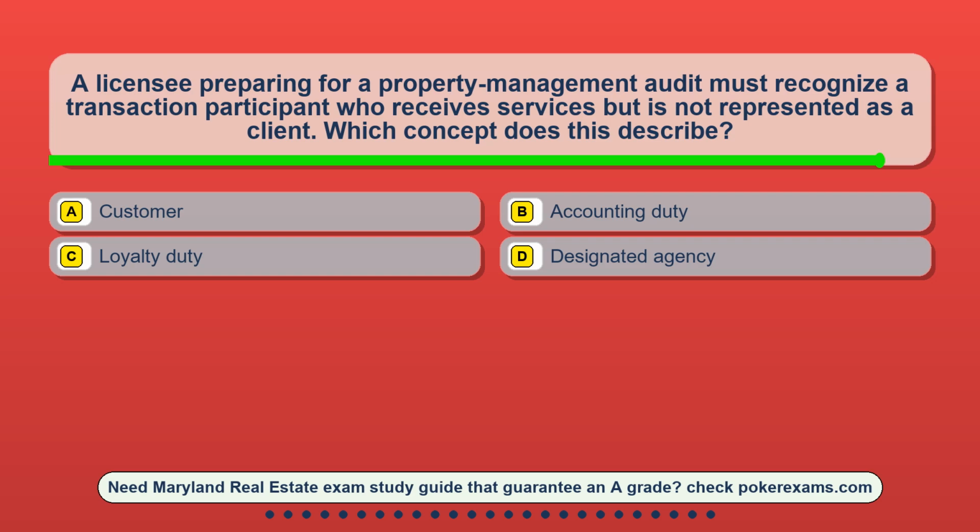Question 1. A licensee preparing for a property management audit must recognize a transaction participant who receives services but is not represented as a client. Which concept does this describe? Option A, customer. Option B, accounting duty. Option C, loyalty duty. Option D, designated agency.